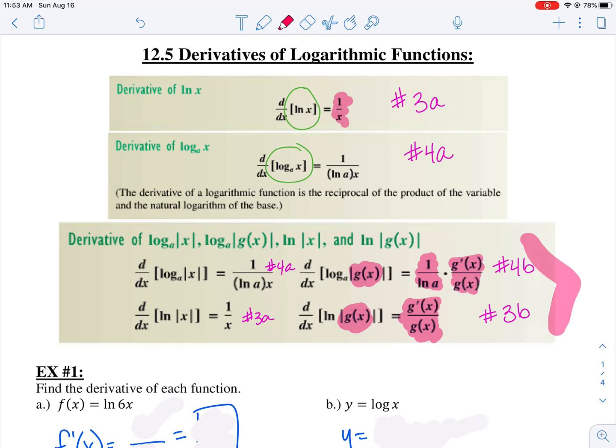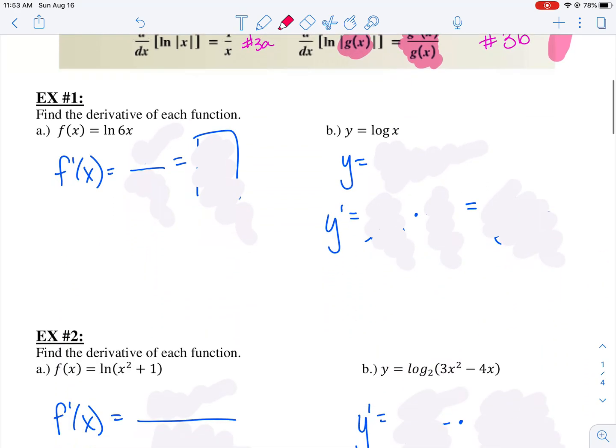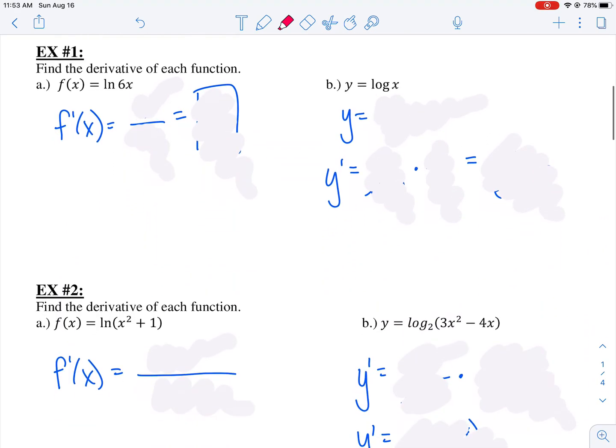But make sure you know how to use those rules and how to look at an equation and figure out what rule to apply. Let's go ahead and do a few examples so we can practice some of these new logarithmic rules. In example number 1, it asks us to find the derivative of each of the functions.